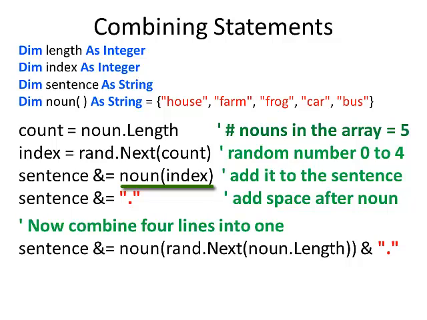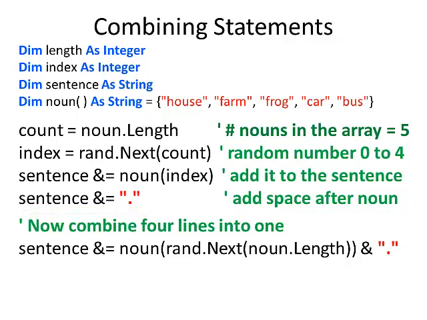Let's assume that I ended up with a 2 as my random number. Then I say noun sub 2. In this case, it's going to give me a frog. Sentence ampersand equals frog. The ampersand equals says append frog to the end of the sentence. At last I can say sentence ampersand equal quote period quote, which is going to concatenate or append the period to the end of the sentence.